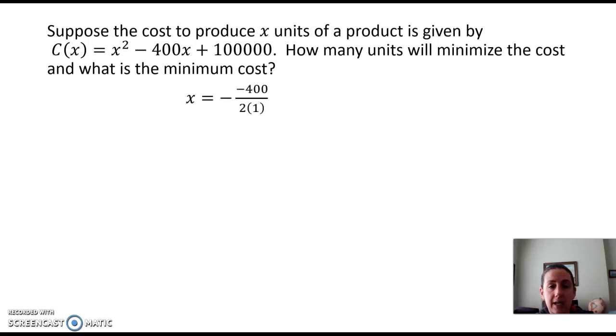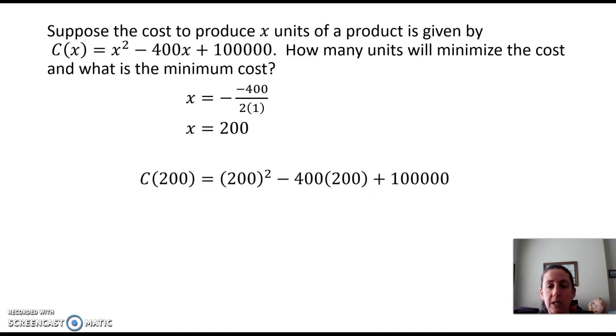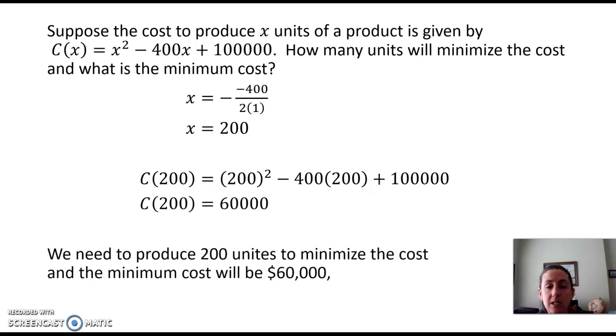So x equals negative b over 2a is going to give us 200. x is the number of units, so that tells us we need to make 200 units to get the minimum cost. What is the minimum cost? We'll plug 200 into the cost equation to get 60,000. So we need to produce 200 units to minimize the cost, and the minimum cost will be $60,000.